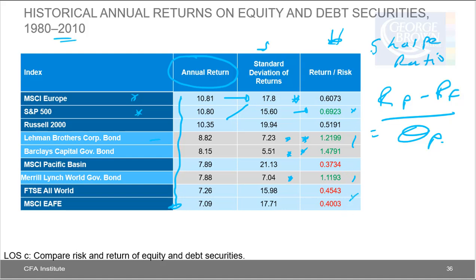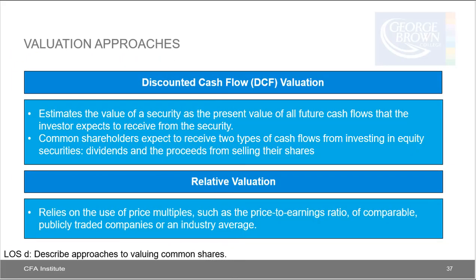And here I've put some in red, where if you look at 1980 to 2010, for example, the MSCI Europe, Asia, and Far East, compounded annual average returns 7.09%, with standard deviation of returns 17.71, giving us a return to risk ratio of 0.4003. Not great if you compare it, for example, to the S&P 500.